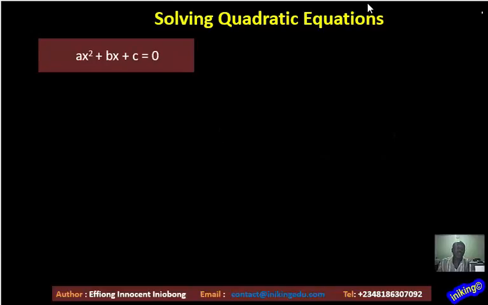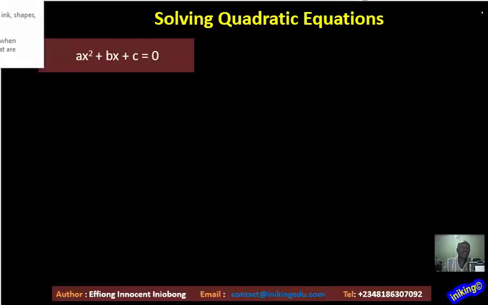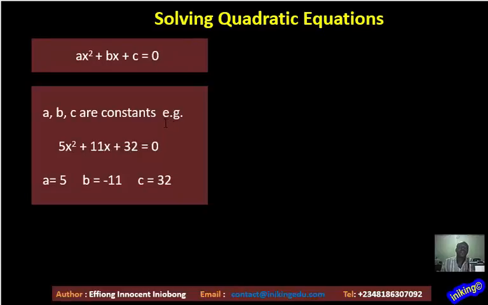Solving quadratic equations. A quadratic equation is any equation given in the form of ax squared plus bx plus c is equal to 0, where the values a, b, and c are constants. What do we mean by constant? For example, we have here 5x squared plus 11x plus 32 equal to 0.